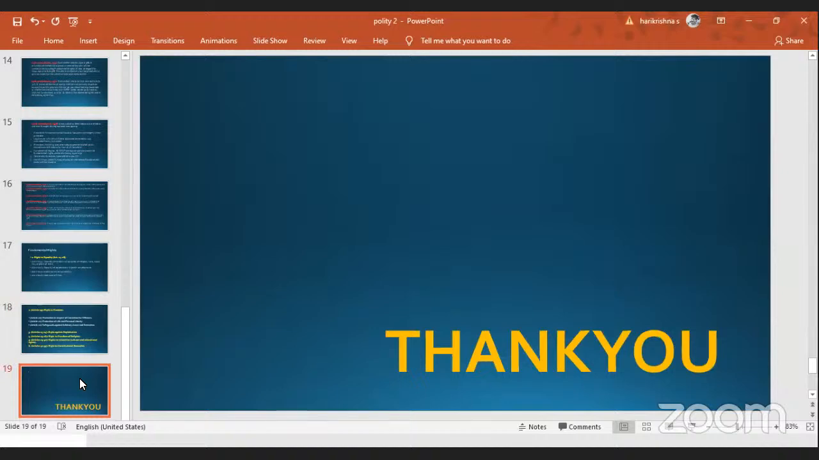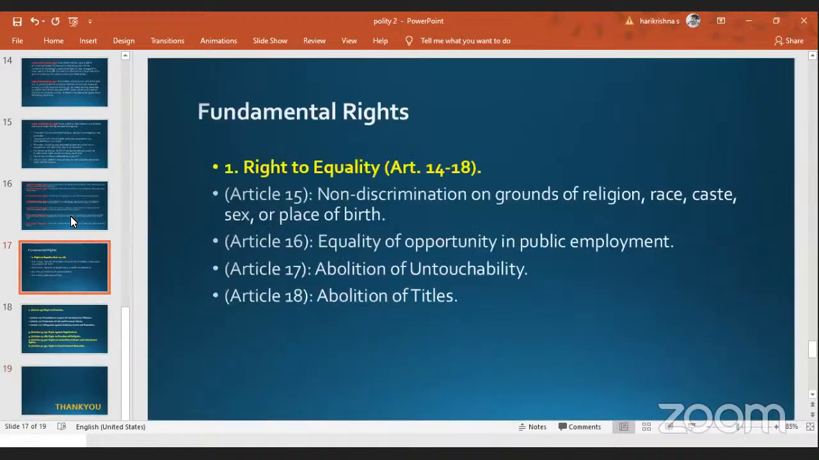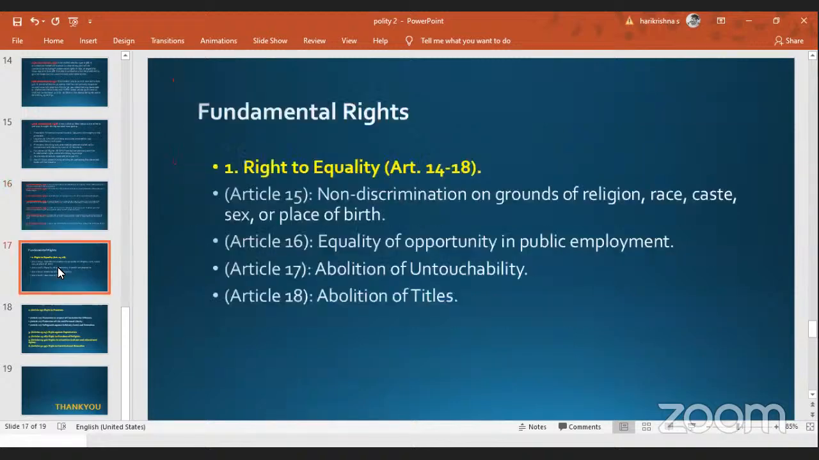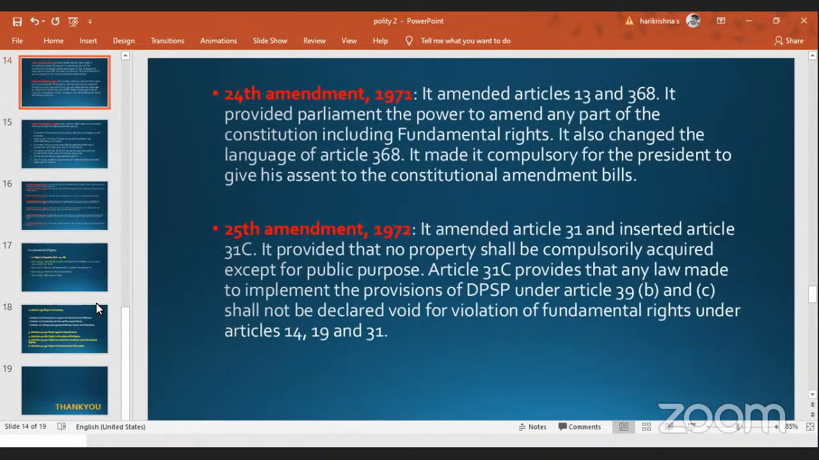Here is the end of the session. So this was completely based on the Indian Constitution, the various rights, and also the Indian Preamble, the importance of the Indian Preamble. I think the session will be useful to know about Indian polity, completely on the Indian Constitution. So if you have some doubts, we will clarify.